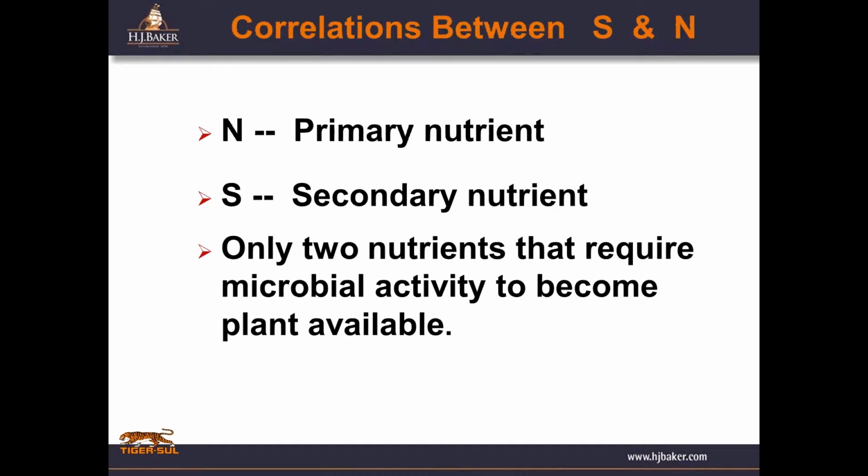There are some correlations between sulfur and nitrogen. Nitrogen is a primary nutrient, sulfur is a secondary nutrient, and of all the 16 essential nutrients, these are the only two nutrients that require microbial activity to convert some forms of those compounds into a plant available form. And when we add these microbial factors, it makes it much more difficult to get our arms around managing both of these elements to maximize plant availability and to minimize loss from the fields.